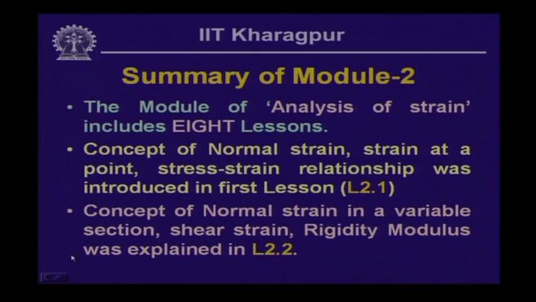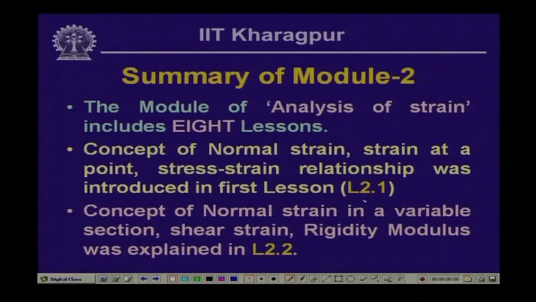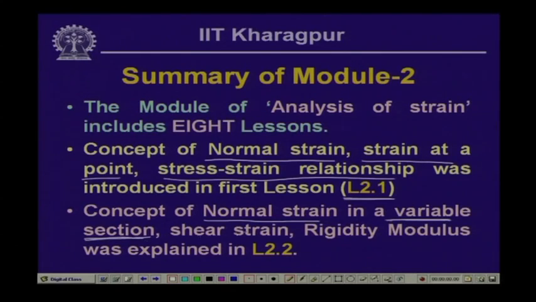The module on analysis of strain includes 8 lessons. The first lesson was on the concept of normal strain, the strain at a point, and the stress strain relationship. The second lesson was devoted to normal strain in a variable section. In the first lesson, we had discussed the normal strain in a uniform body. If the body has a variable section, then what will be the strain in that? Correspondingly, what is the shearing strain? And we had discussed the concept of rigidity modulus in the second lesson.